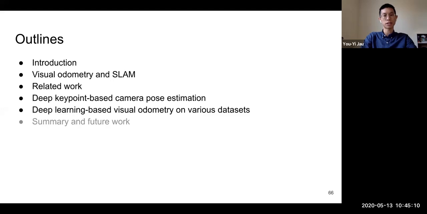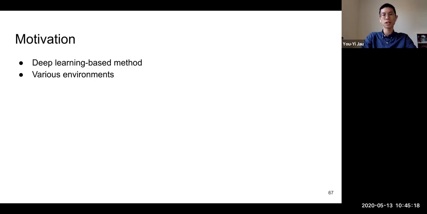In the next section, we look into an existing deep learning-based visual odometry method and evaluate on various datasets. The motivation is that we see deep learning-based methods somehow outperform some geometry-based methods on KITTI dataset, but we hope this method can work well on various environments. So we do the testing.